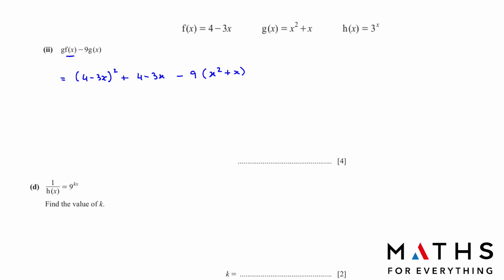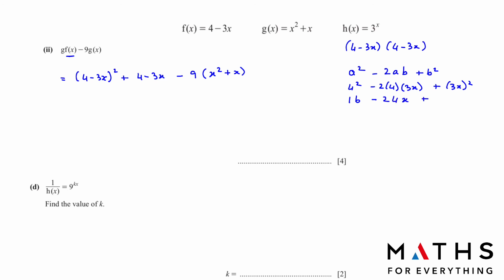We can expand the bracket. 4 minus 3x, bracket 4 minus 3x. Whenever it is a square, I personally prefer to use the identity a squared minus 2ab plus b squared. As this is one of the most commonly used identities and you will be using it till grade 12, it's better to memorize it. So what is our a? A is 4. We just replace it. And b is 3x. This will give us 16 minus 24x plus, remember the square is for the 3 and the x, 9x squared. So 16 minus 24x plus 9x squared plus 4 minus 3x. Negative 9 multiplied by x squared, negative 9x squared and negative 9x.